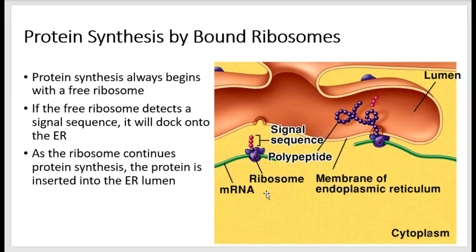Now, as the ribosome continues to read the gene, the polypeptide that's synthesized is inserted into the ER, as we mentioned before. Eventually, as we know, this purple protein that's been made in the rough ER will be in a transport vesicle when the transport vesicle buds off, and it will travel to the Golgi.